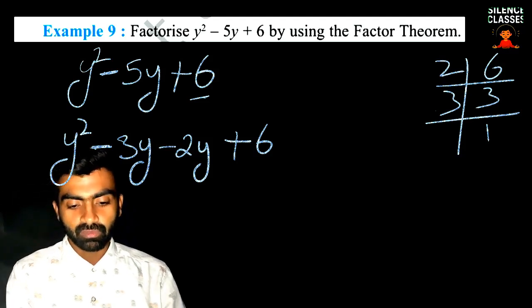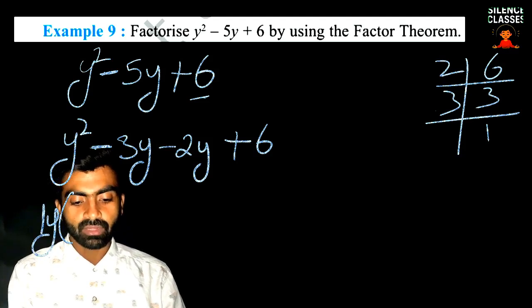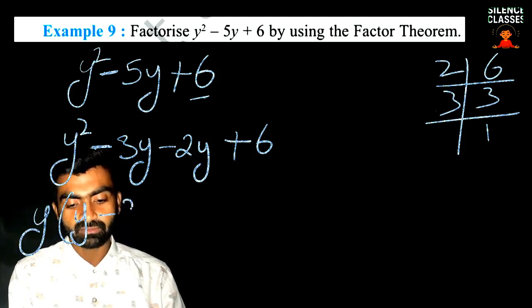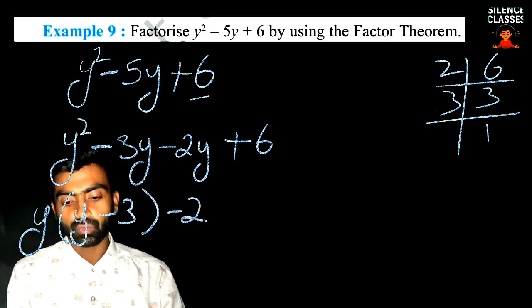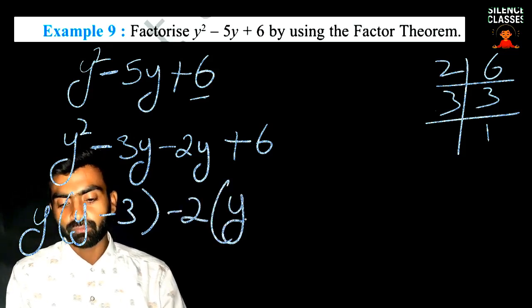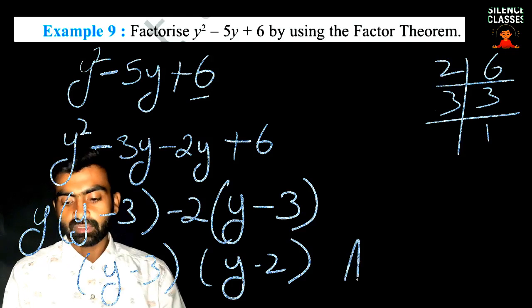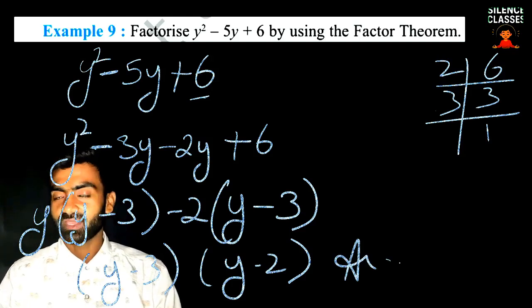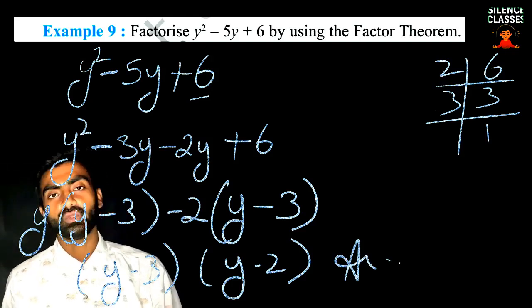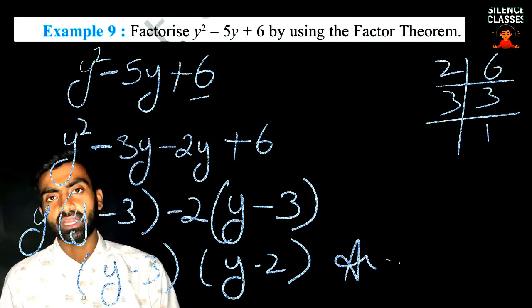Over here we can take y common, so it becomes y − 3. Over here we can take 2 as common, so it becomes y − 3. So (y − 3) and (y − 2) is the answer. The questions are very easy, you just have to clear your concept of how we are doing it.